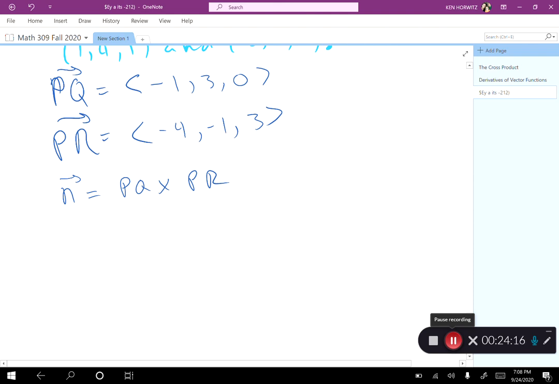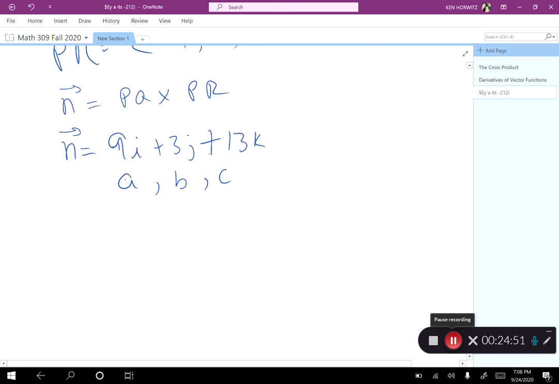All right, hopefully you paused the recording to do your cross product. Your normal vector, which is going to be orthogonal to both, should wind up being 9i plus 3j plus 13k. And again, that is your A, B, and C, your direction numbers. Now you are going to plug those direction numbers along with a point.